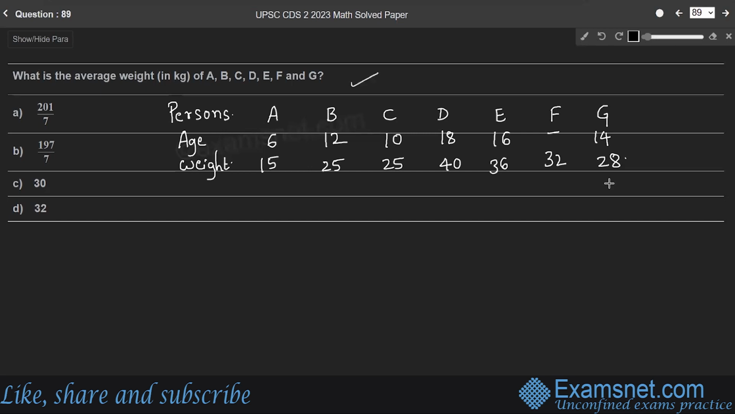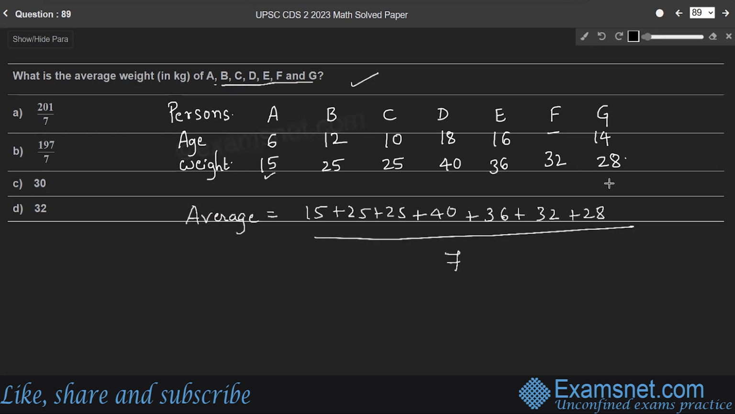Question 89: what is the average weight of all 7 persons A, B, C, D, E, F, and G? As we discussed in the previous question, average is sum of all values divided by number of persons. Sum of all weights: 15 plus 25 plus 25 plus 40, the weight of D, plus 36 of E, 32 the weight of F, and 28 the weight of G, divided by the number of persons, 7 here.